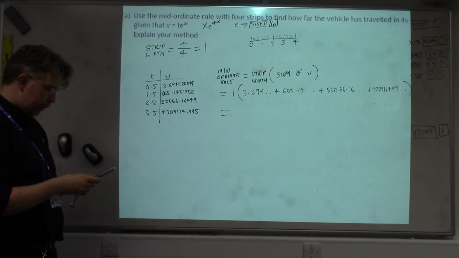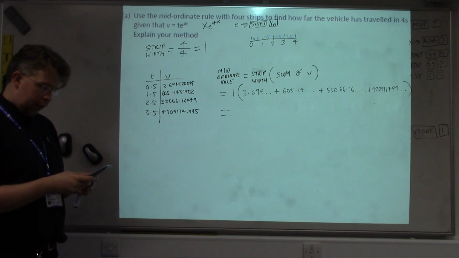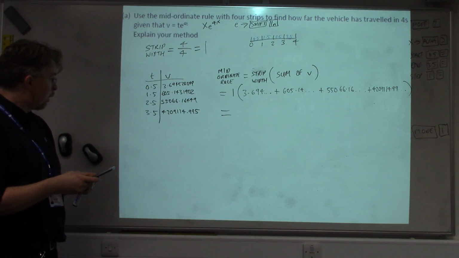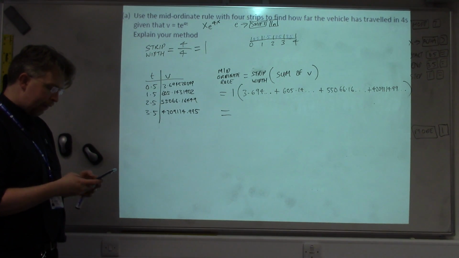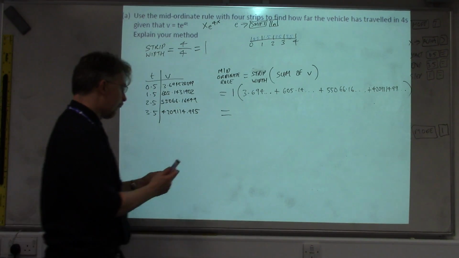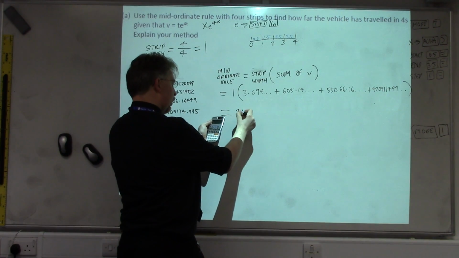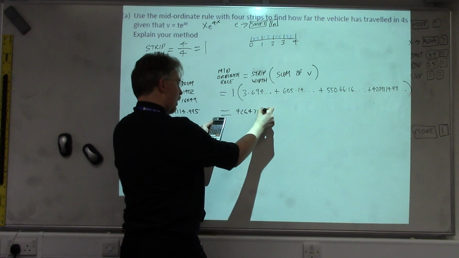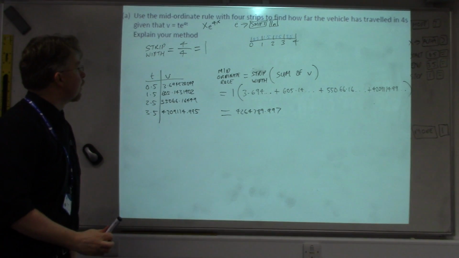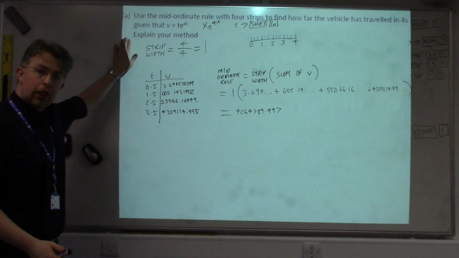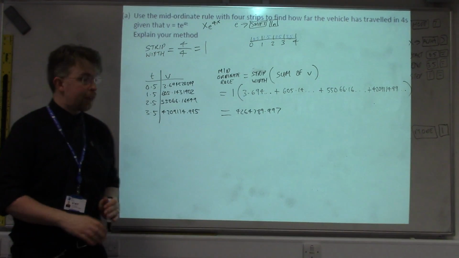Stick it all into the calculator, but using these numbers, not our abridged versions. So 3.6945280049 plus 605.1431902 plus 55066.16449 plus 4209114.995, close bracket, equals 4264789.997. As usual, for merit and distinction, you will need to explain your method.